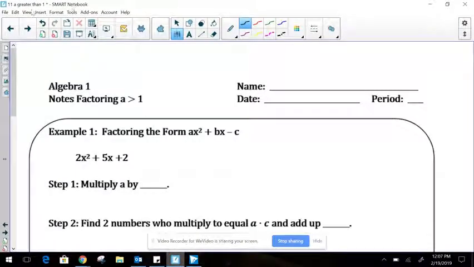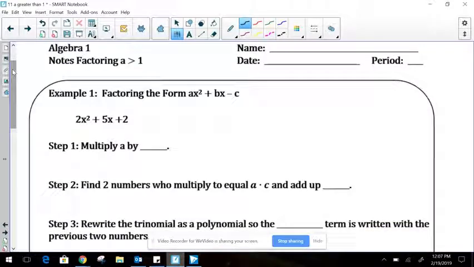Hi there. Today we are going to be factoring when a is greater than 1. So if you're wondering, okay, what is a? Remember our standard form here. A is the number that's in front of the x squared. So in this case, it's a 2. Beforehand, it was always a 1. So now today it's like 2, 3, 5, whatever it is.